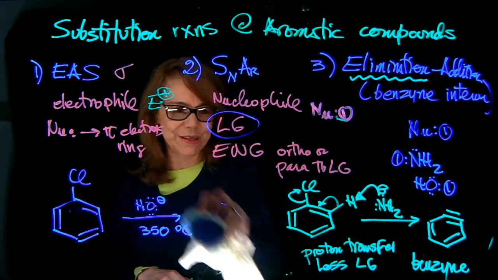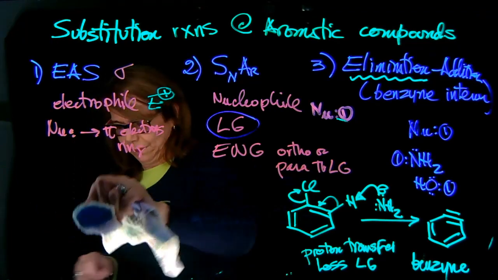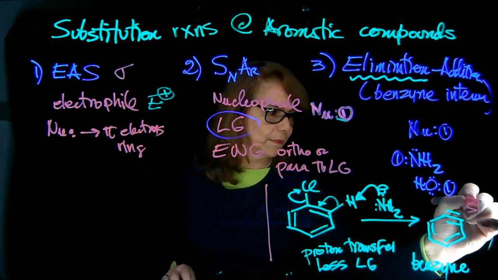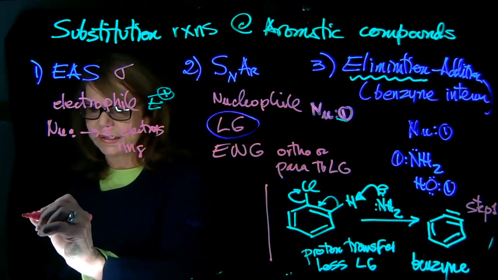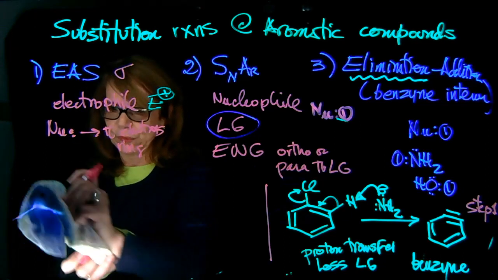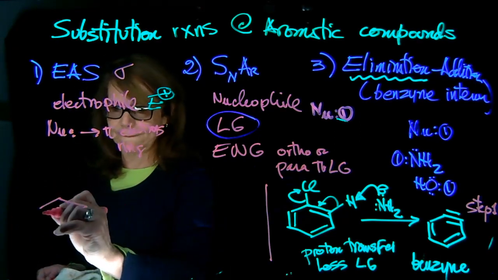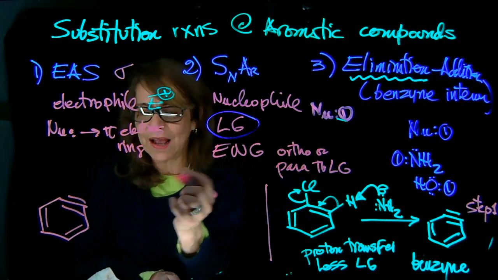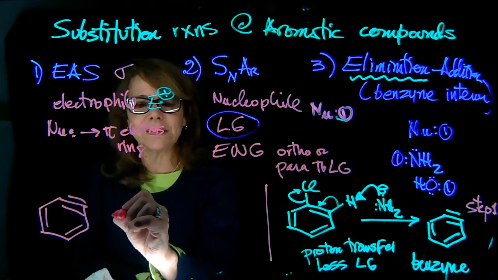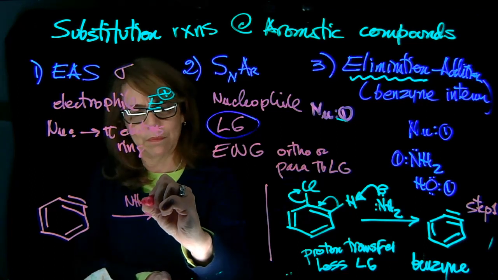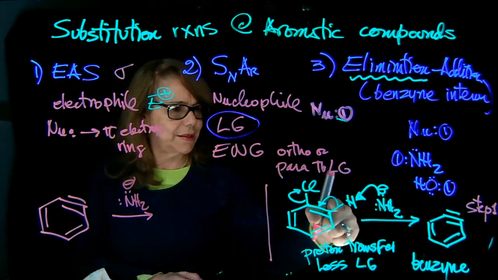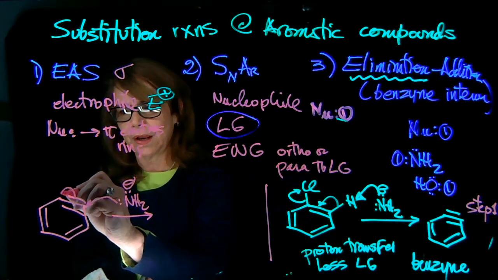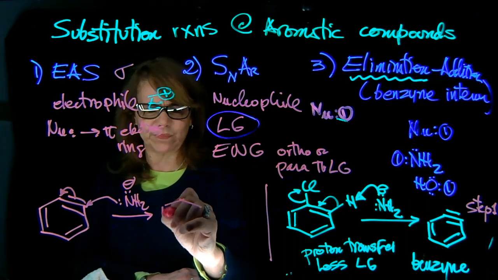Now I'm going to erase that part and say this here is step one. Now from the benzyne, I'm going to draw step two. Starting with benzyne, it is an alkyne, right? And here you're going to have the amide. The amide anion acts as a base, and here it will act as a nucleophile. So you will have a nucleophilic attack here and create the following.